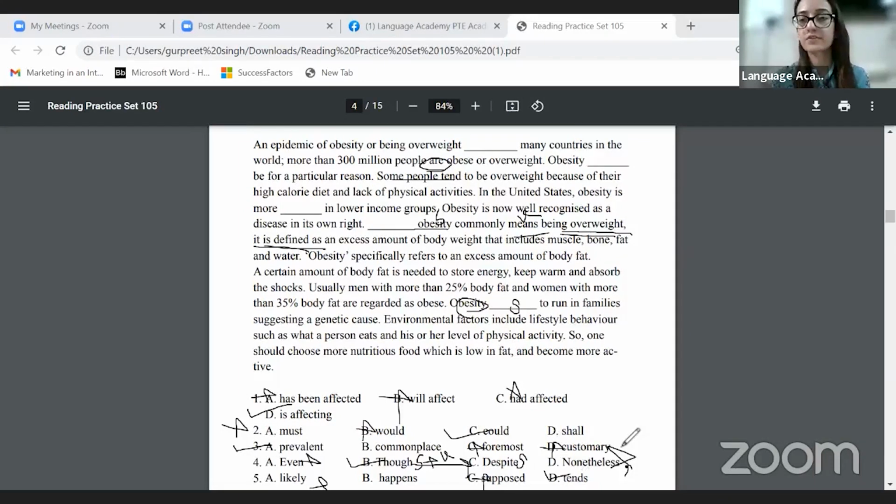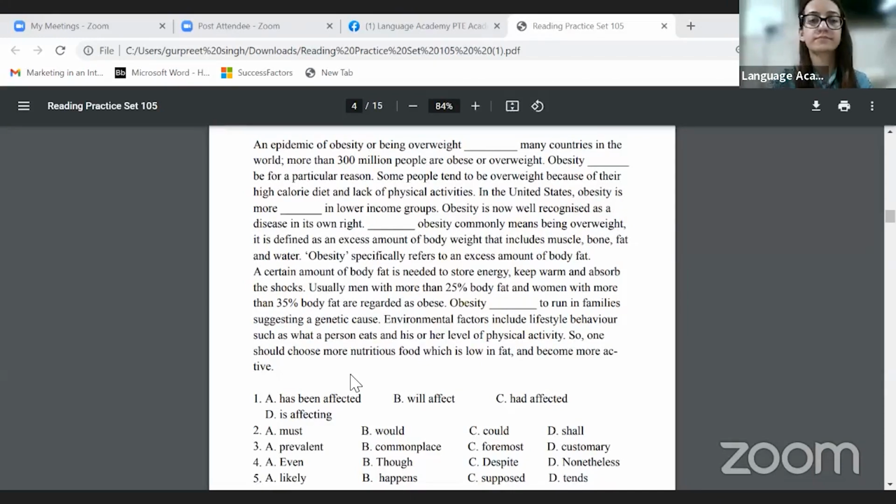Check grammar first of all. Any other confusions, anyone? All good with this one? Prevalent means common or widespread, Amandeep. Okay.